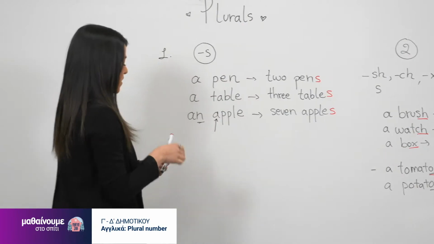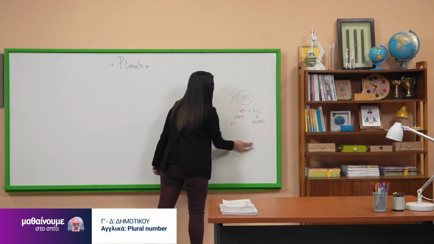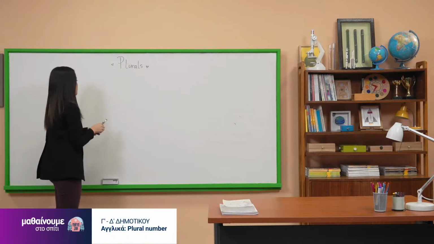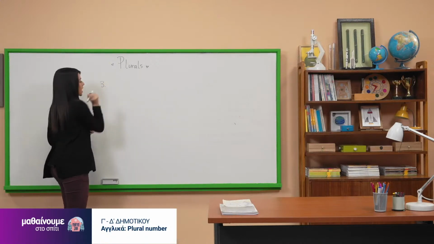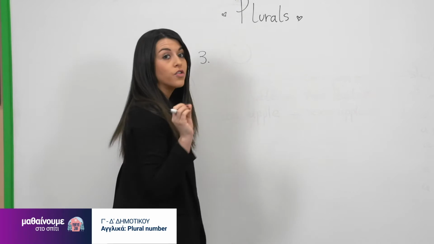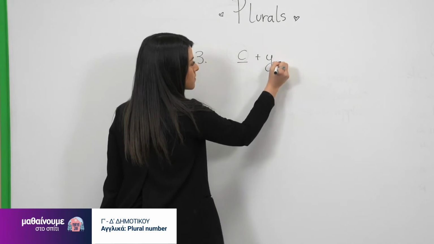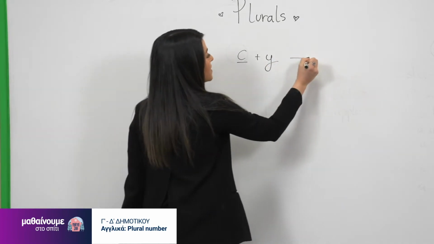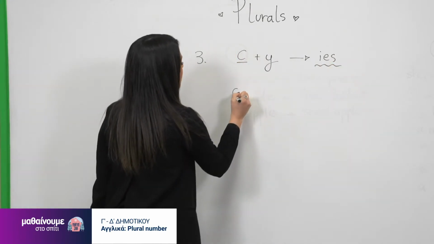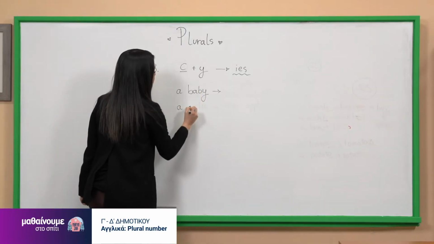Now, let's go to the next one. We said before, we only put S and then ES. So these are the first two. Now, let's learn the other two. So, number 3. When the noun ends in consonant and Y, okay, consonant, remember, is σύμφωνο. So if it ends in a consonant plus Y, okay, we put IES. For example, let's take a baby, okay, and a party.